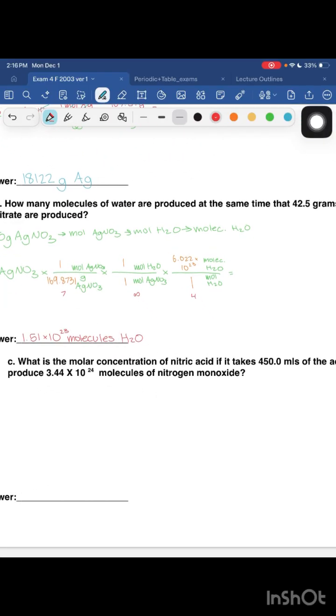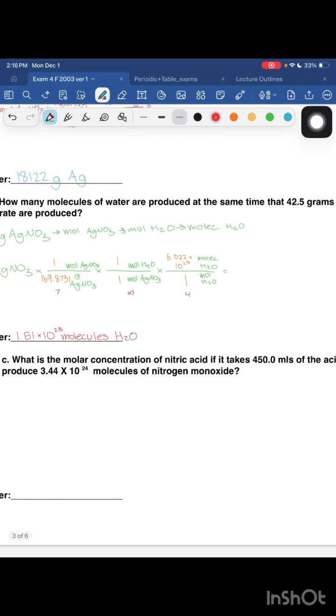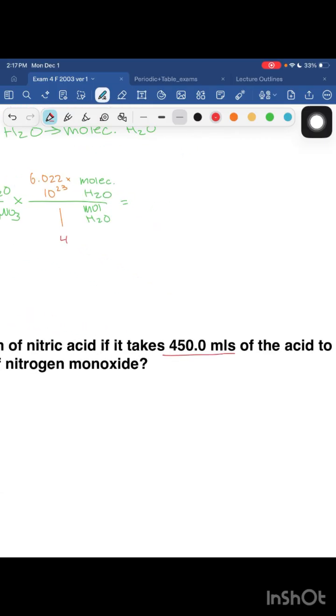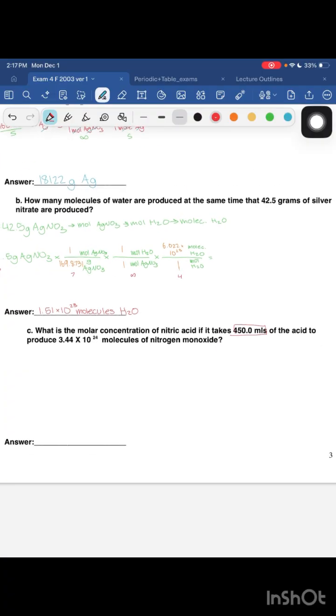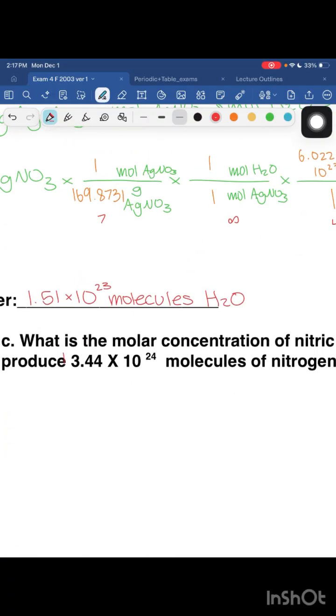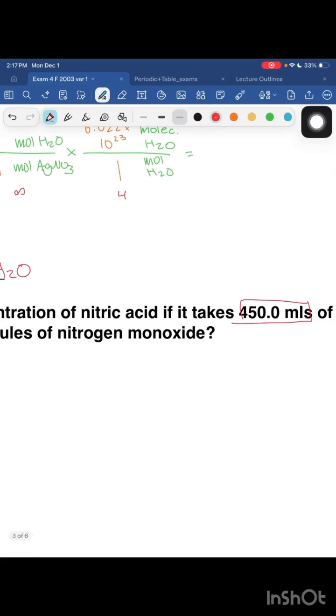It now asks, what is the molar concentration of nitric acid if it takes 450.0 mLs of the acid to produce 3.44 times 10 to the 24 molecules of nitrogen monoxide?